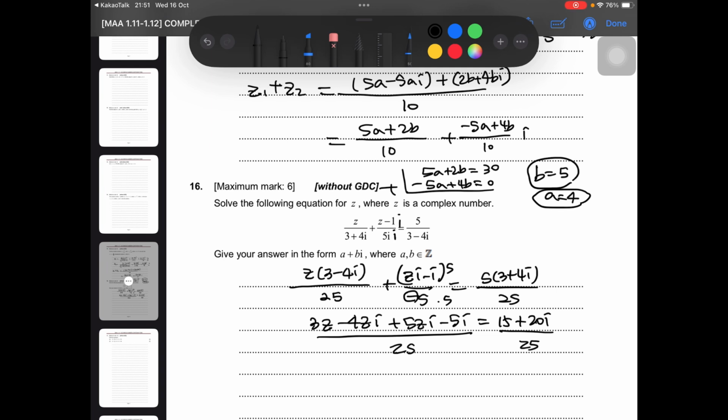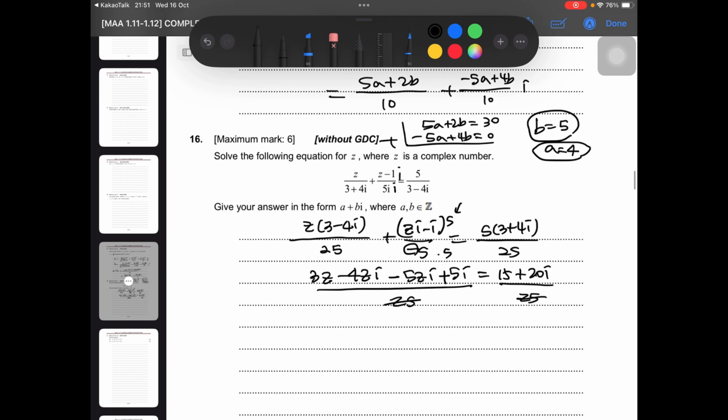Oh, sorry, it has a negative sign here. So here it becomes negative like this, because it is like negative 5. So this one, because I need to isolate z to solve it. So z times 3 minus 9i equals 15 plus 15i. So z equals 15 times 1 plus i, over 3 times 1 minus 3i.